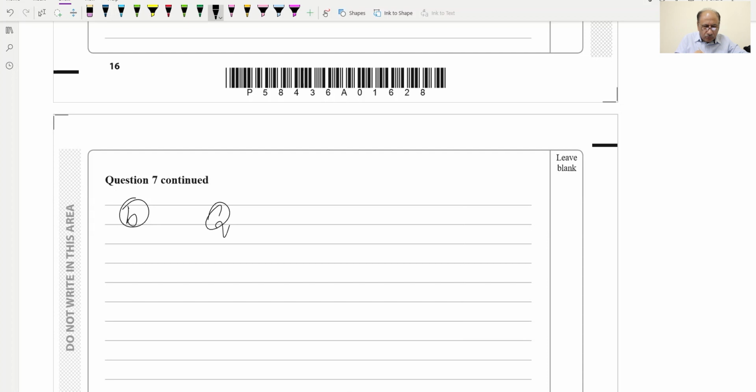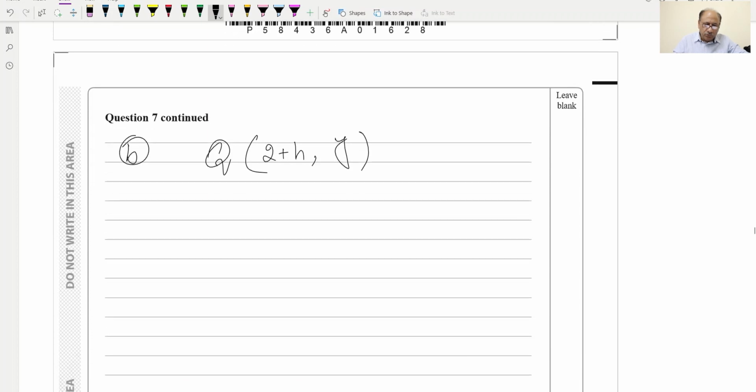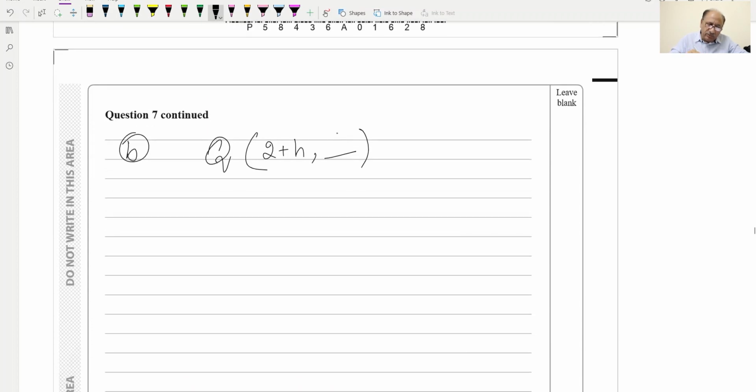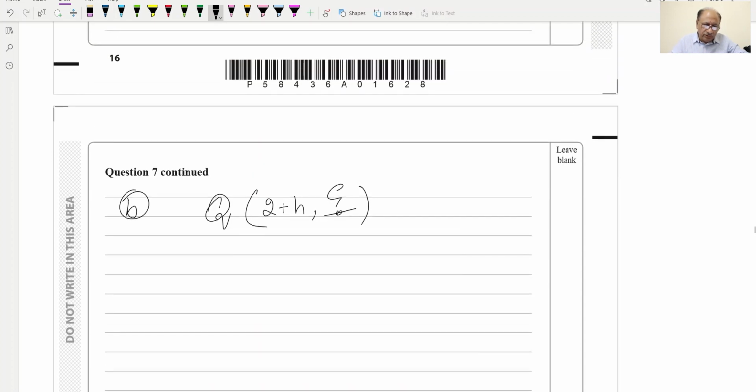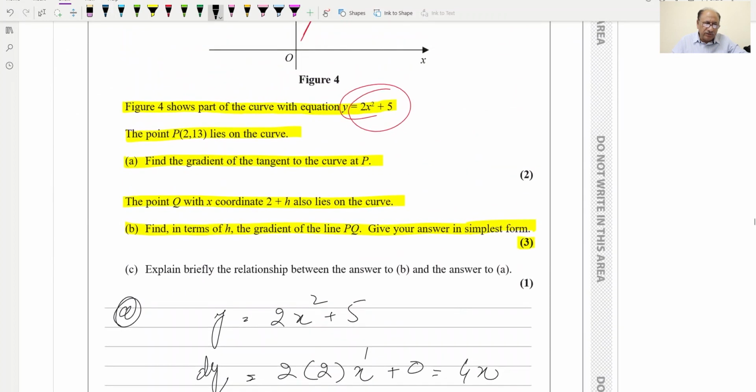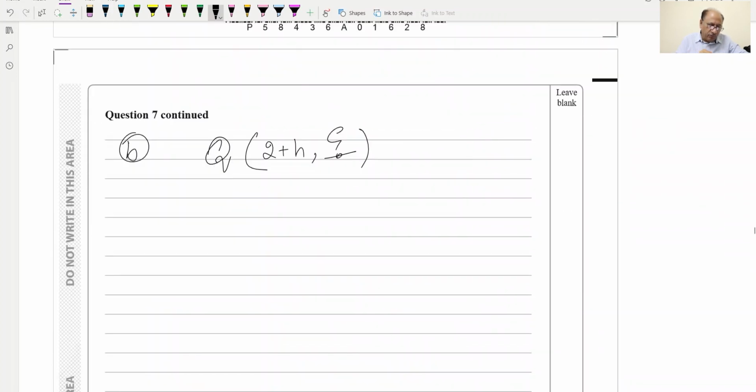So the point which we have, basically what we can do, we can take the point Q. The coordinates of Q, they are saying the x coordinate is 2 plus h, and the y coordinate we don't know, we need to find. So we will find this y coordinate by replacing the x value in the given equation, which is y is equal to 2x squared plus 5. We will replace x is equal to 2 plus h, so 2 times (2 plus h) squared plus 5, and we can open this square.